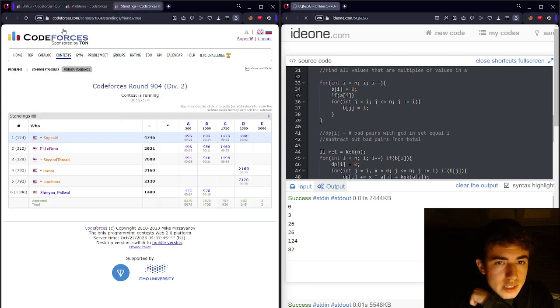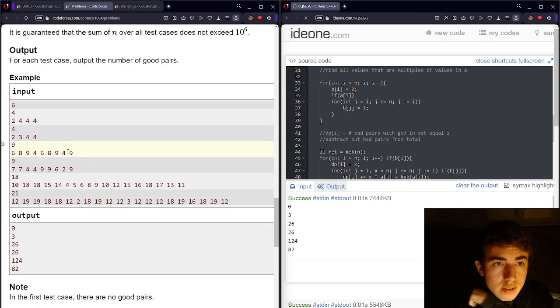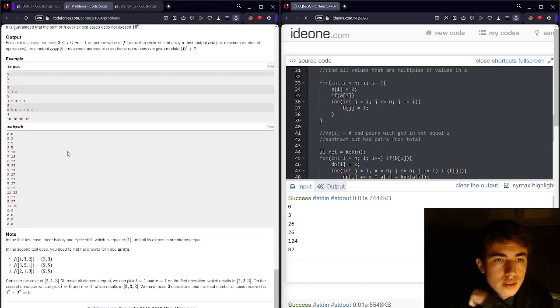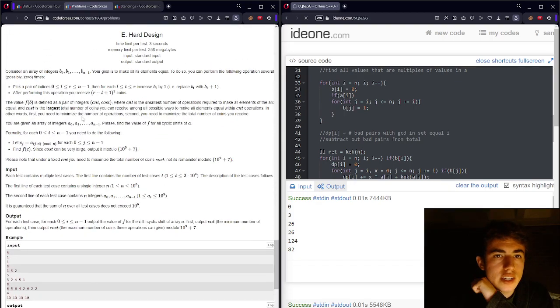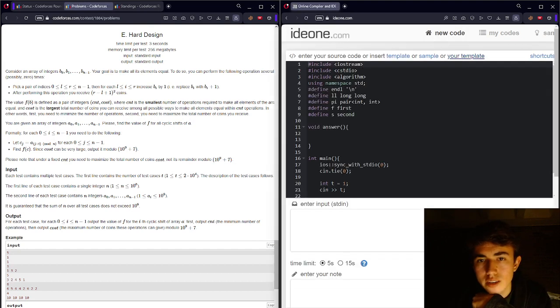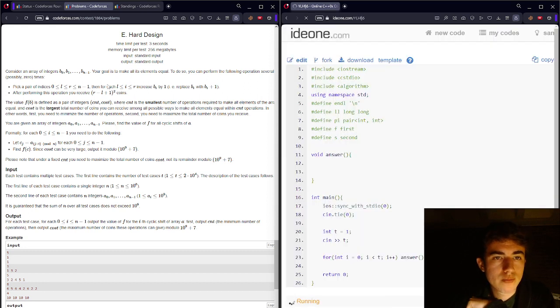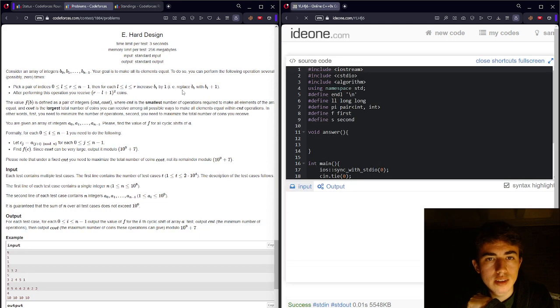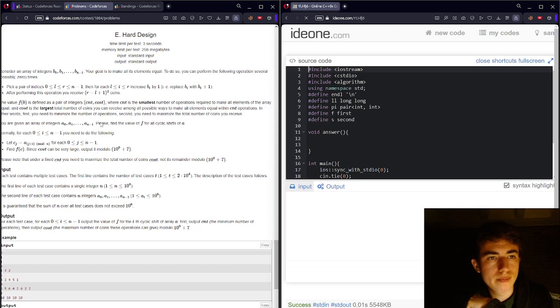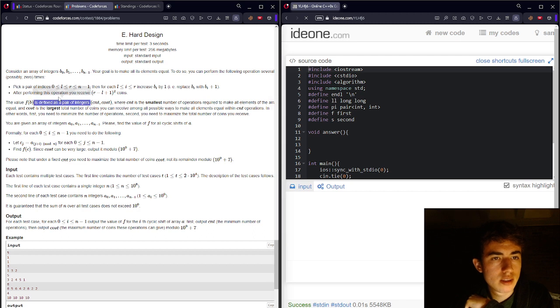Oh my god, my place is so bad. Okay. E, hard design, right? Is it really going to be hard to design it? We'll find out. So, you have an array, and you want to make all the elements equal. Very exciting setup. And you want to perform some operations. You want to pick a pair of indices and increase BI by 1.